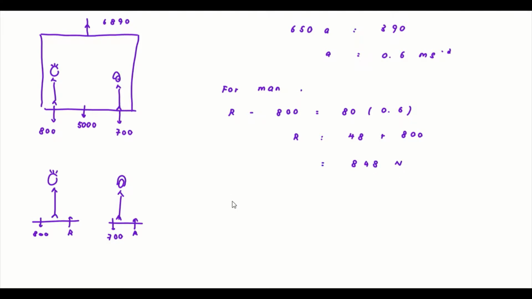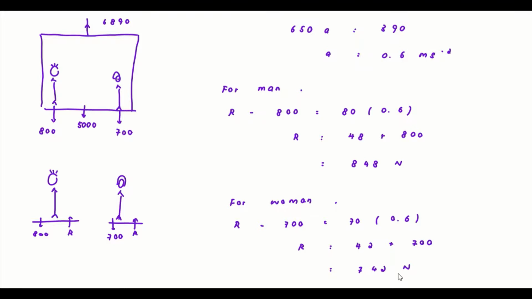Now the same thing for the woman. The normal reaction is bigger as well because she is accelerating upwards. So R minus the weight equals the mass multiplied by the acceleration. From here, R is equal to 42 plus 700, which is 742 Newtons. So that's basically the idea of these two questions. It is very straightforward.